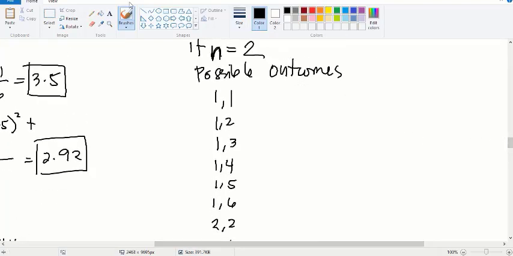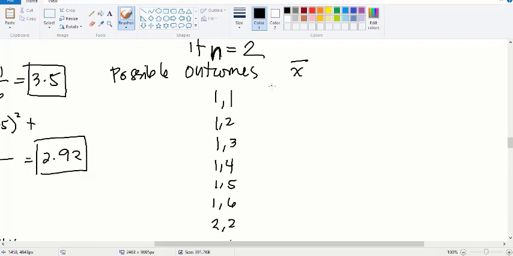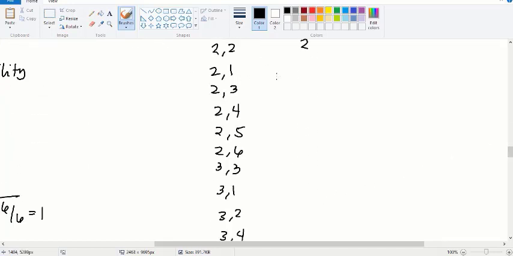So, kunin natin yung mean nila. Iuurong ko to, guys, para madali. Guys, sana talaga tama to kasi minsan nahihirapan akong mag-arithmetic. 1 plus 1, 2 divided by 2, 1. 1 plus 2, 3 divided by 2, 1.5. 1 plus 3, 4 divided by 2. 1 plus 4, 5 divided by 2. 1 plus 5, 6 divided by 2. 1 plus 6, 7 divided by 2. 2 plus 2, 4 divided by 2. Okay. 2 plus 1, 3 divided by 2, 1.5. 2 plus 3, 5. 2 plus 4, 6. 2 plus 5, 7.